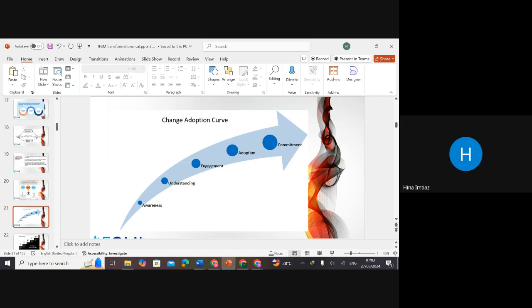And the last step is commitment. You must ensure that your team is committed to bring that change, to bring the huge transformational change. Only then will you and your team be able to deliver the transformational change.